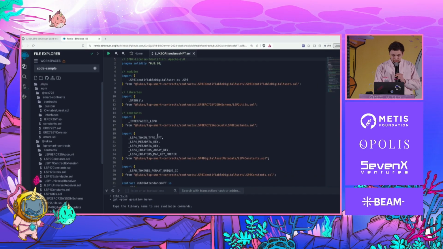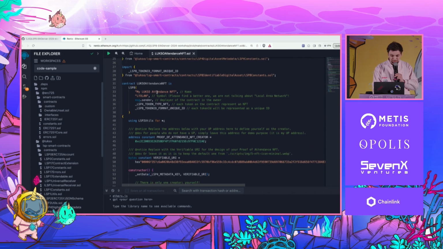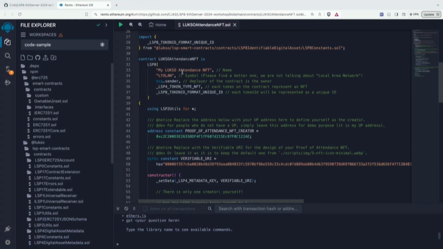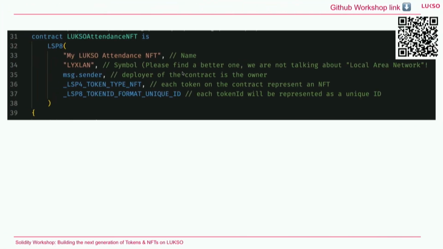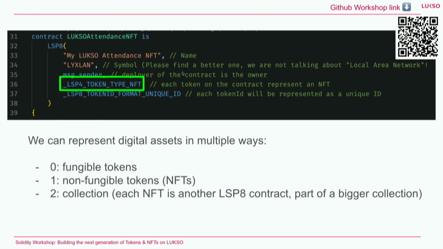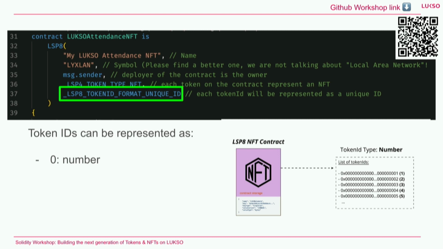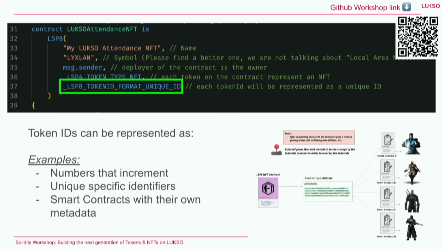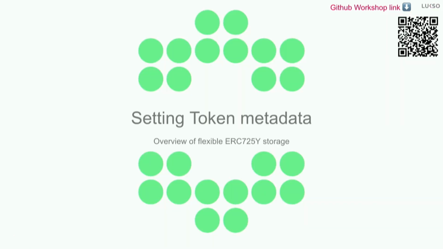If you look at the deployment parameters of an LSP8 identifiable digital asset, we can see several things. First, we have the type of token. We can represent token NFTs and tokens in multiple ways. And second, we can represent each NFT in even more ways, like a number, or a more unique identifier, or we can have a more complex use case like a collection of sub-collections.